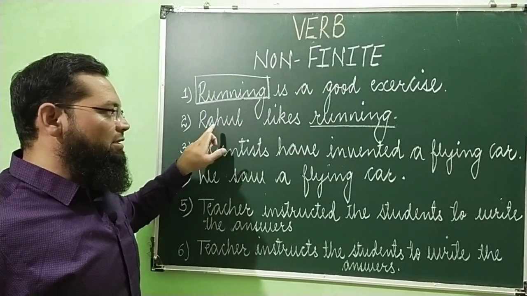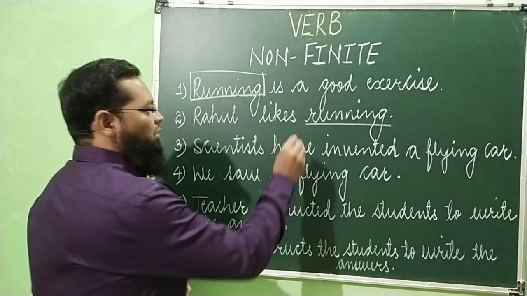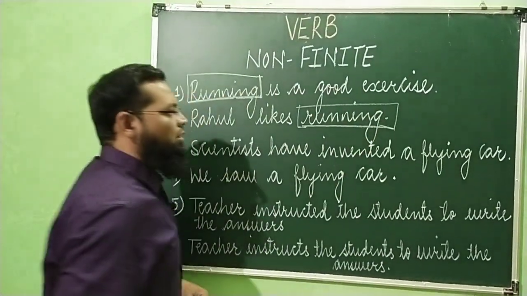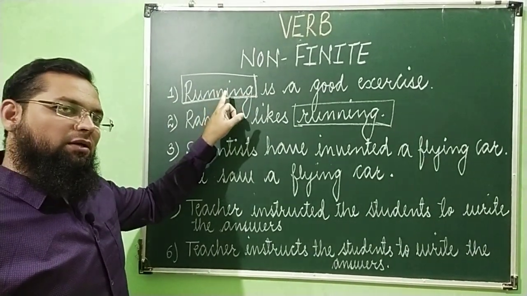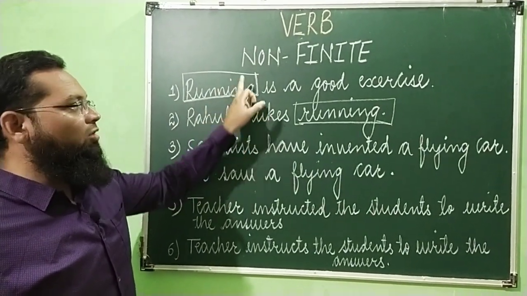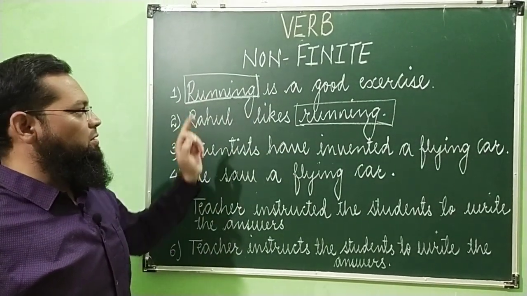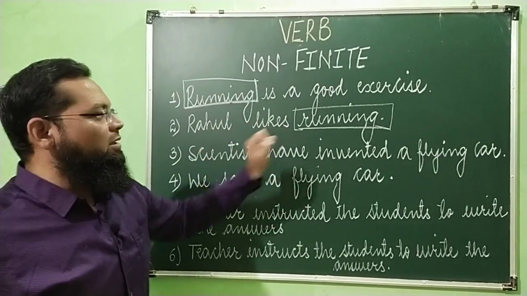The second sentence is simple present tense. But just have a look at running. It doesn't change. Running remains running here and running remains running here. As I told you, non-finite verbs never change. So these are the examples: running is a good exercise and Rahul likes running.